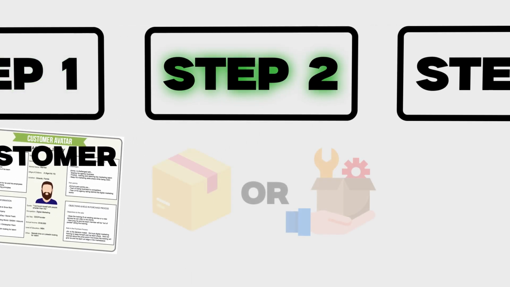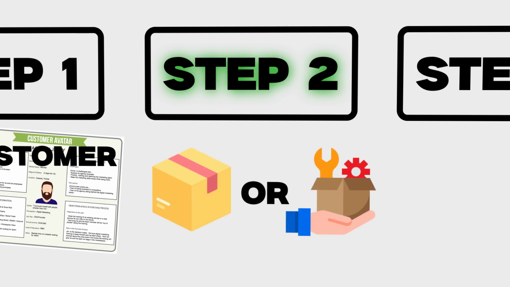Step 2, you pick a product or service that your customer avatar wants. Again, in the next video, we'll go into more detail about picking a product. For now, we just want to practice writing the copy, so the product we pick here can be a real one or something that doesn't even exist yet.